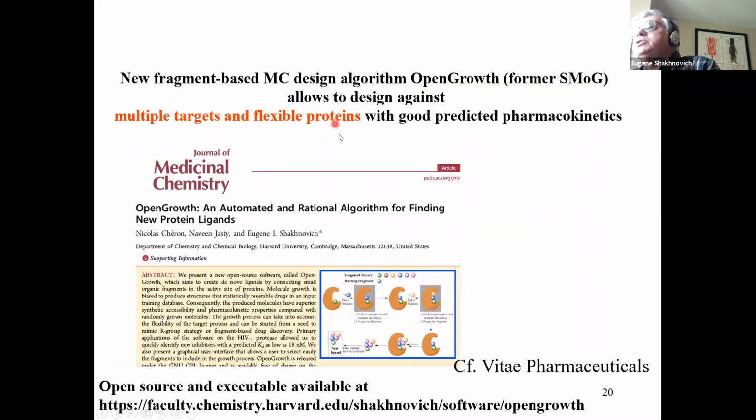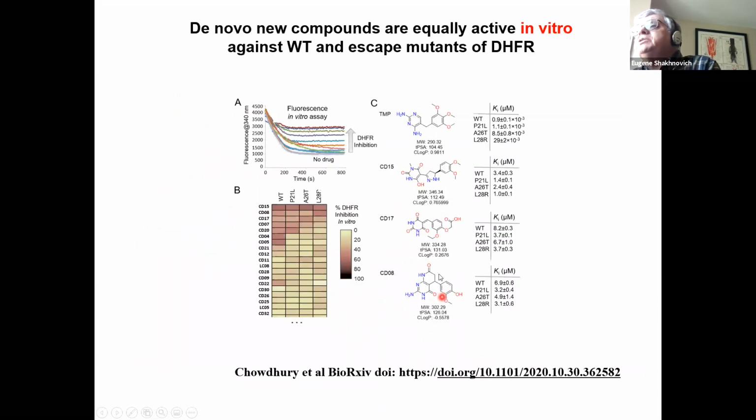The next step was to design small molecules, alternatives to trimethoprim, against this variant, L28R, and others. I have a subgroup in my lab that does drug design. We developed an algorithm, which is now almost 25 years old, that allows us to design small molecules for given variants. There was a computational workflow, and at the end we came up with several new compounds.